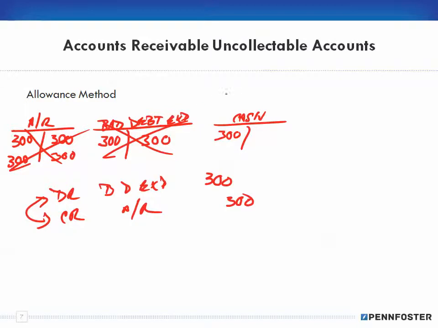So in effect, our bad debt would be 0, our accounts receivable would be 0, and we'd be back with the original entry, which was a debit to our cash and a credit to our sales revenue. So everything would wash itself out.